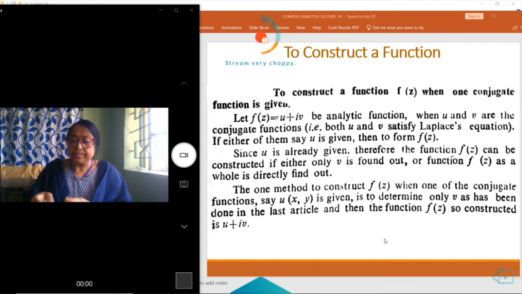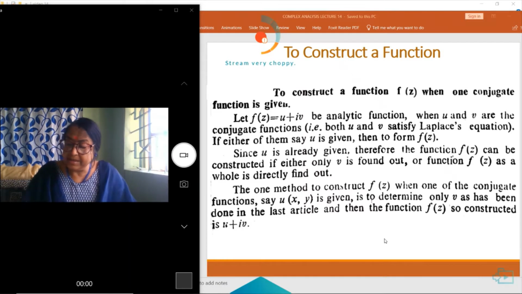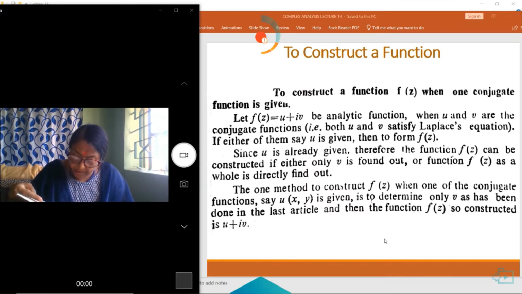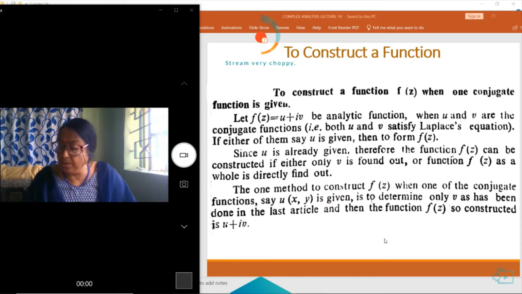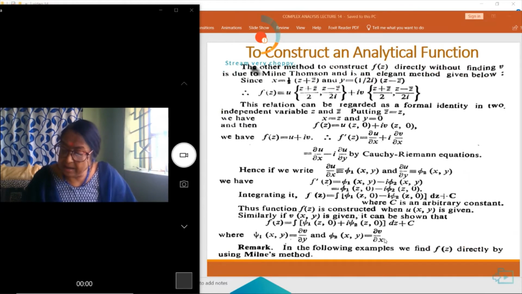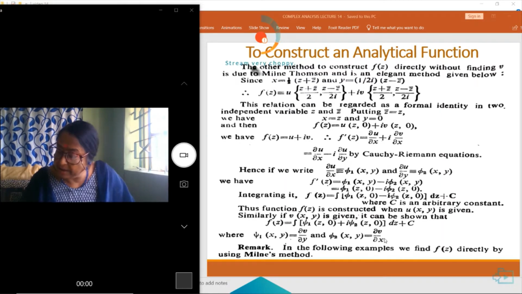Now let f(z) = u + iv. The other method of constructing f(z) directly without finding v is by Milne-Thomson's method, and it is an elegant method, given below.